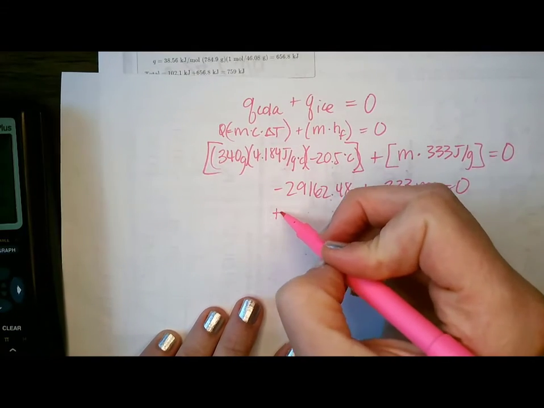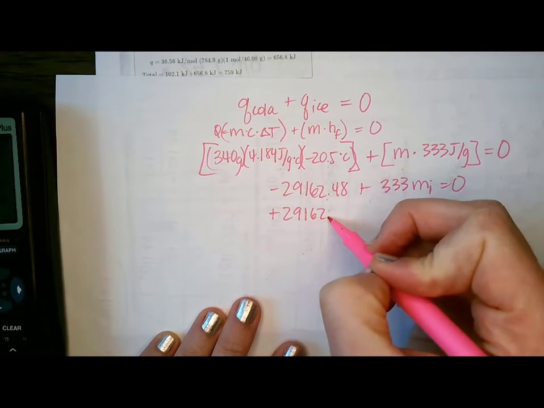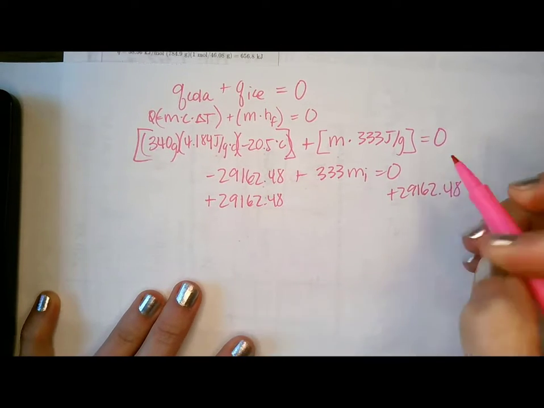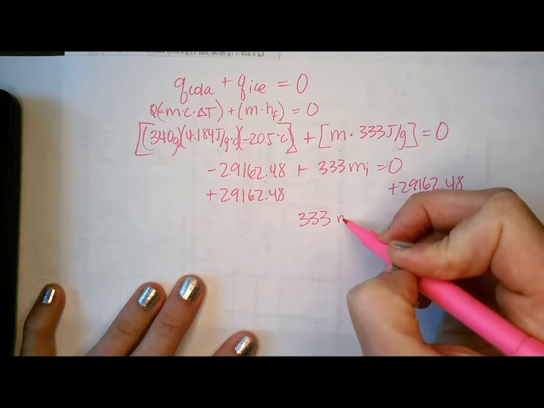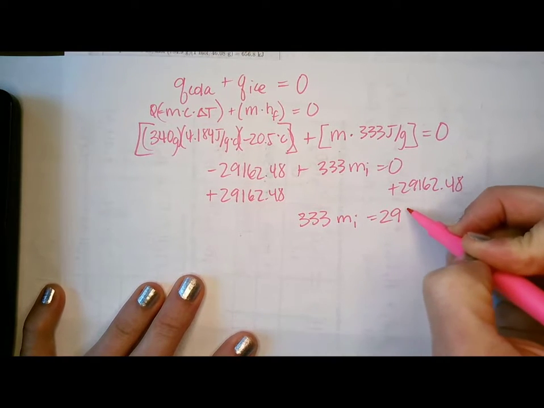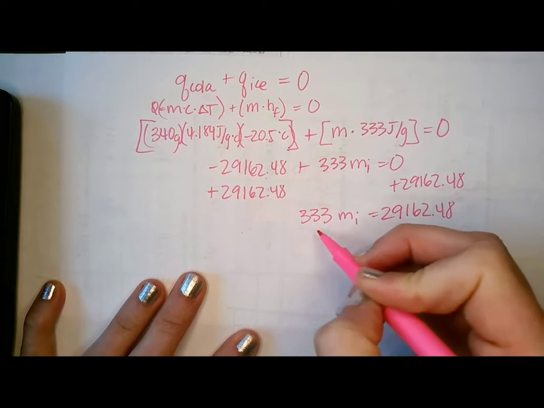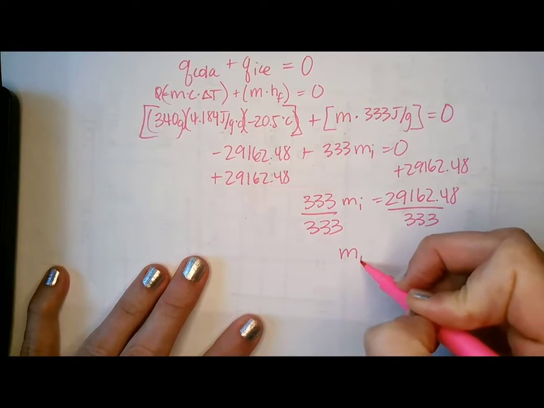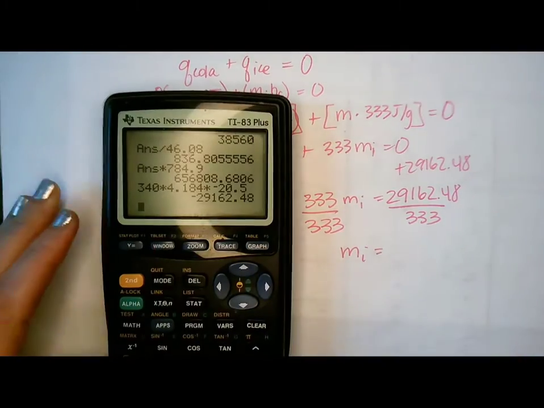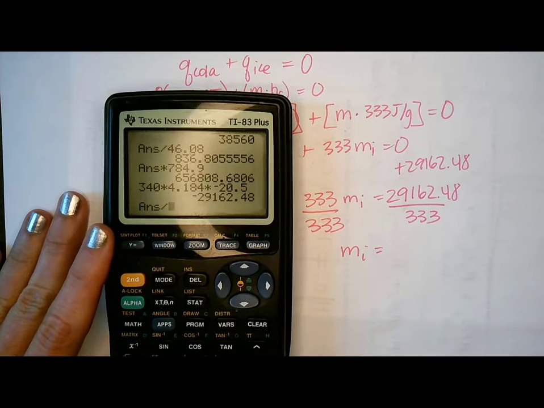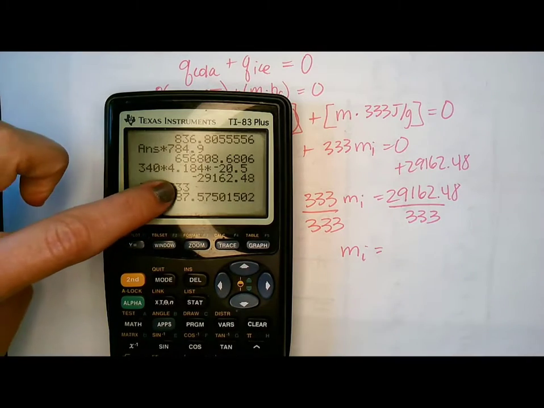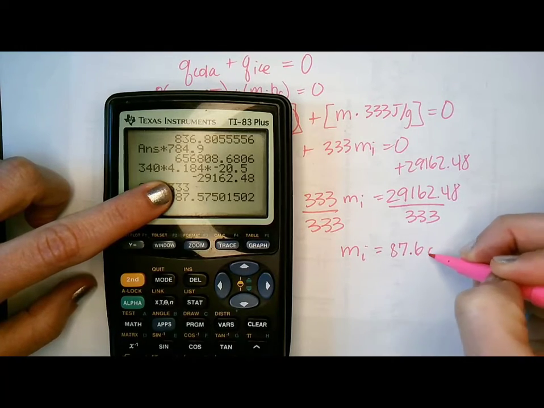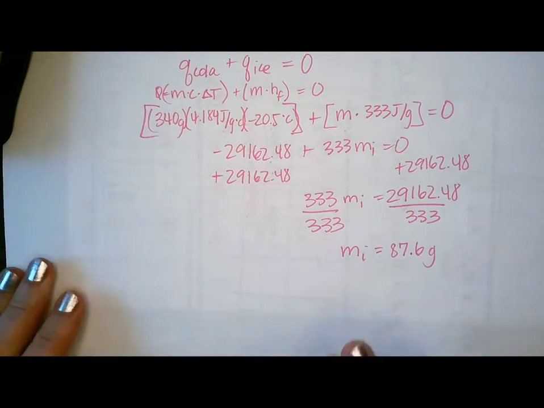Now let's add 29162.48 both sides. So we have 333 mass of ice is equal to 29162.48. Divide both sides by 333. We should get a mass of the ice, and that negative was there, so that would be positive. 87.6 grams of ice.